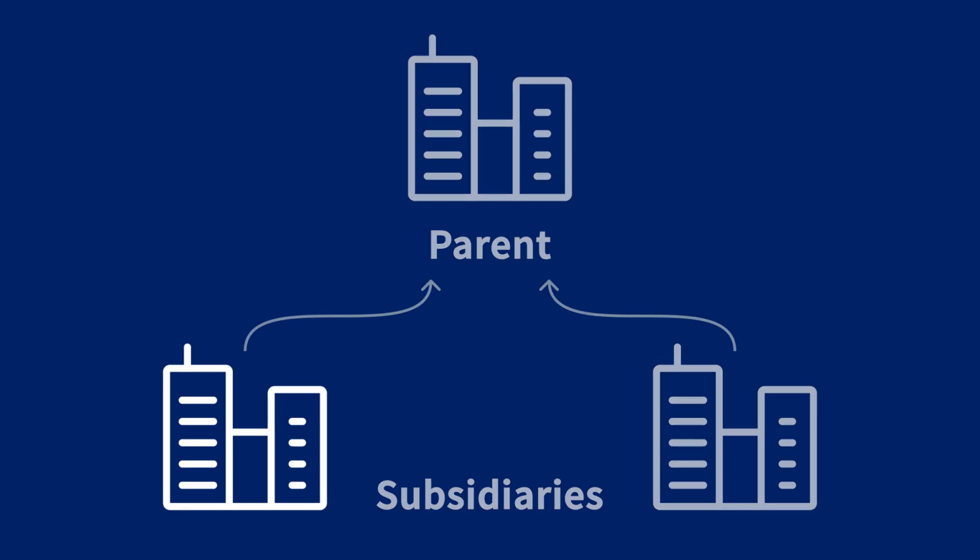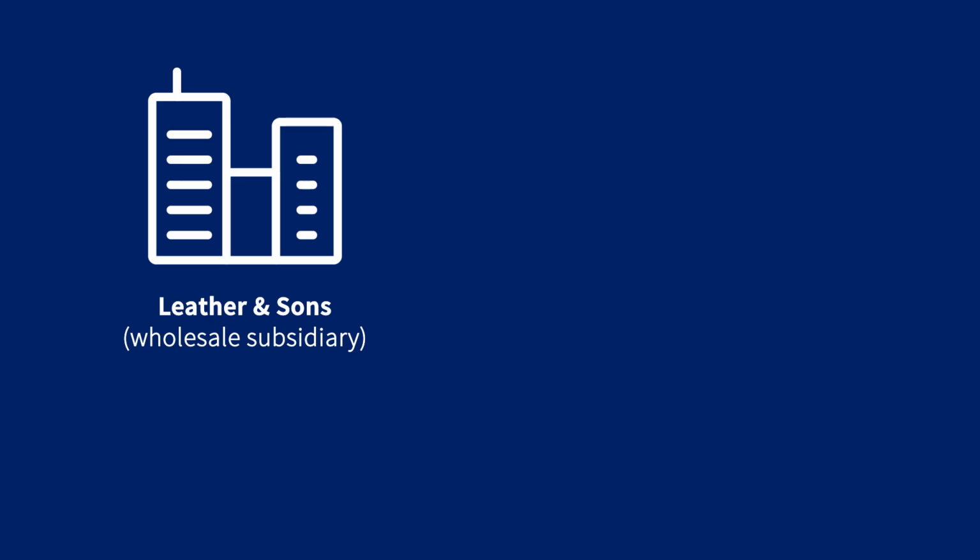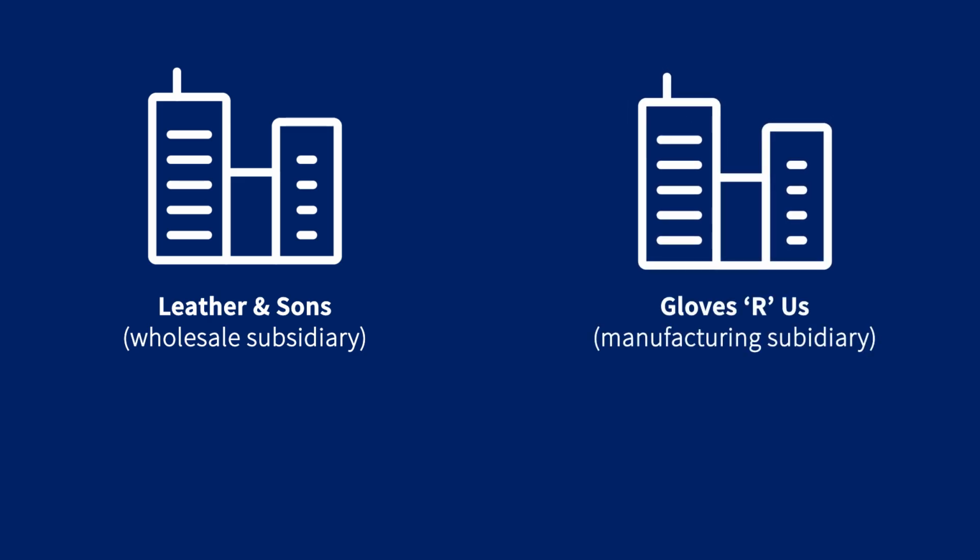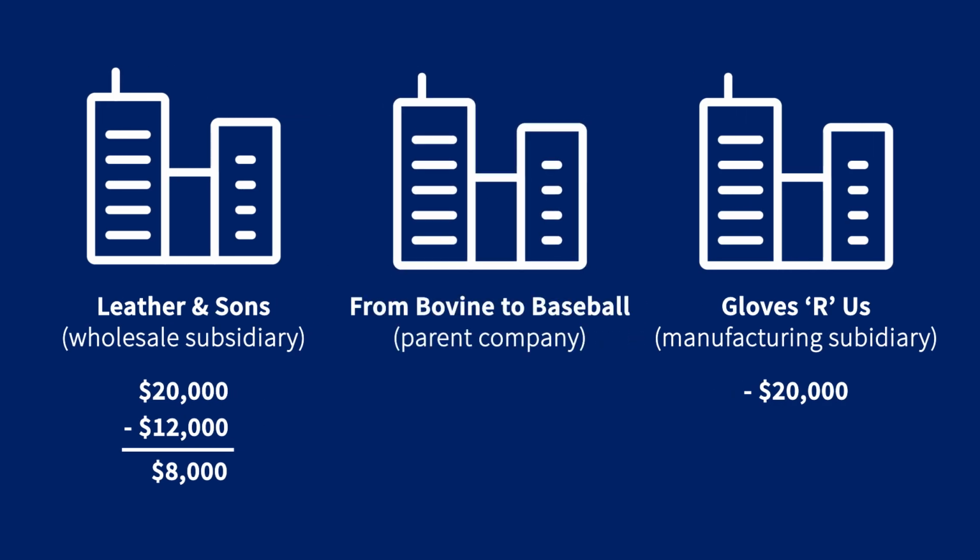Let's take a look. Say your wholesale leather subsidiary sells inventory to your baseball glove manufacturing subsidiary. Leather & Sons sold the leather to Gloves R Us for $20,000, with $12,000 as a cost to themselves. Without intercompany consolidation, it looks like Leather & Sons wholesaler has an $8,000 profit, and your retailer, Gloves R Us, is out $20,000. But what about your parent company, from bovine to baseball?